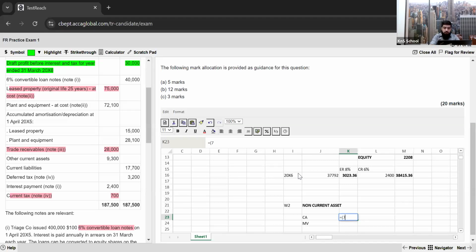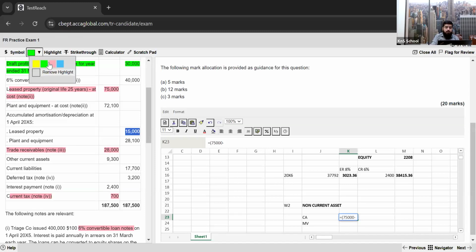For that, we need the cost, which is 75,000, minus accumulated depreciation, which means the total depreciation. The depreciation for the previous years is 15,000. And remember, here the company is using the straight line method.